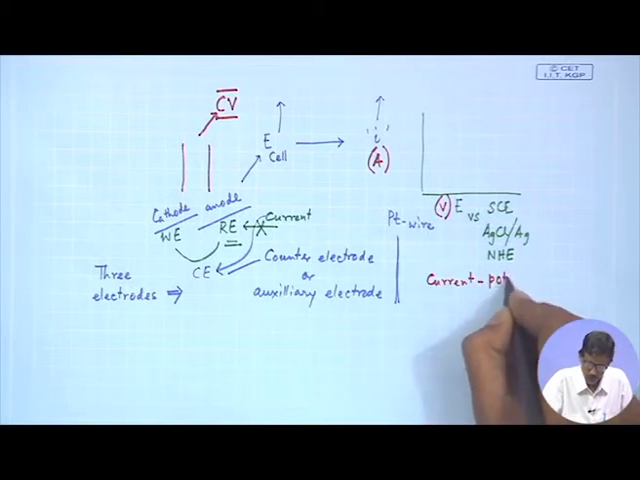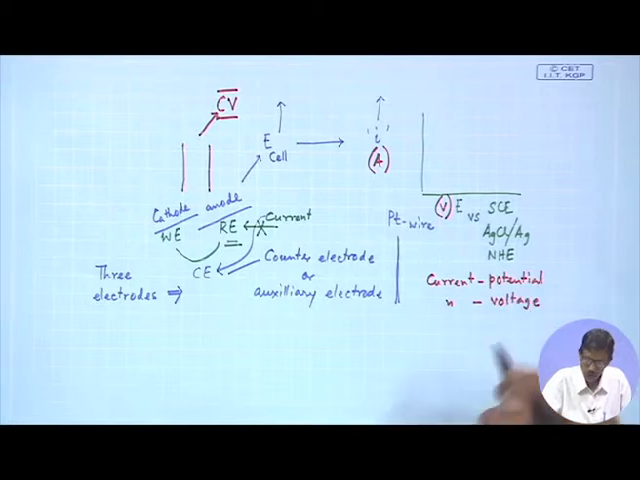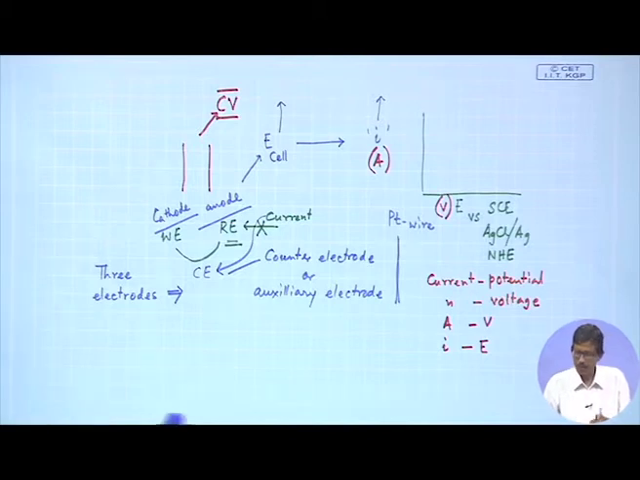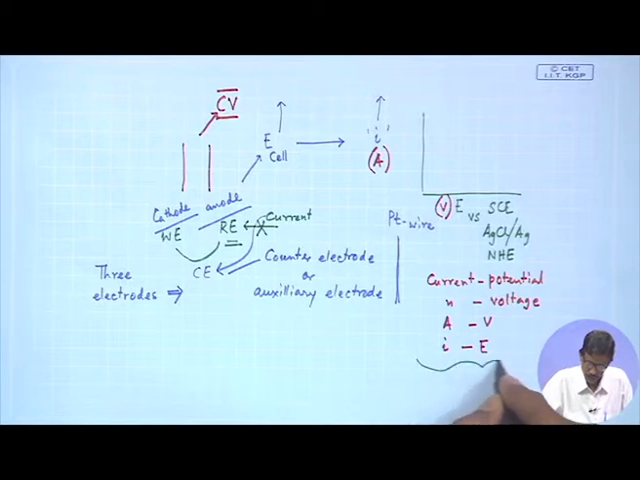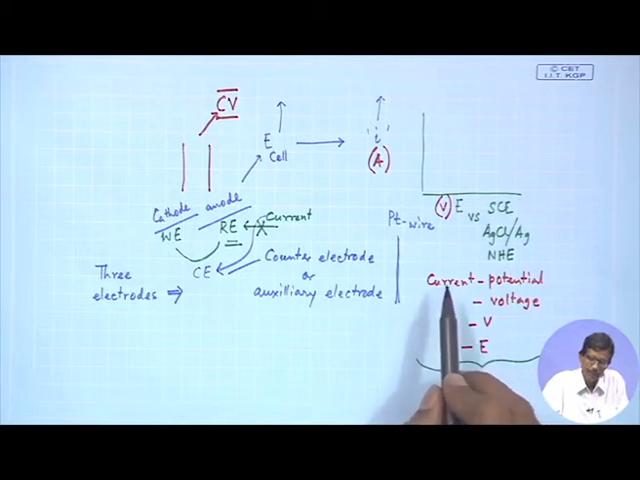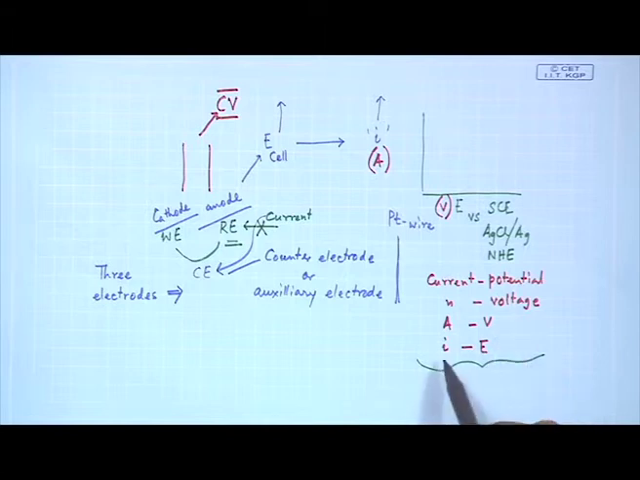or current potential plot, we can consider it as the current voltage plot. Also we can consider it as the AV plot, or also as the IE plot. So, these are the names for your CV. We can have these plots. So, anything can be asked to you. You should be very careful at this point, that it is the current potential plot, current voltage plot, AV plot, and the corresponding IE plot.